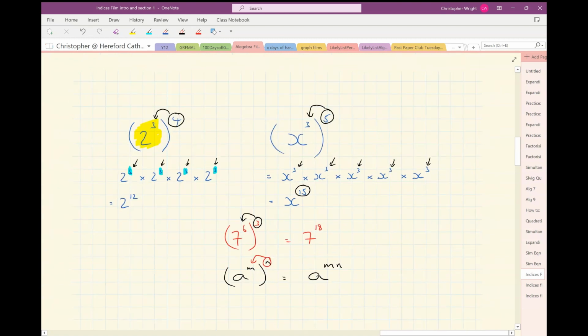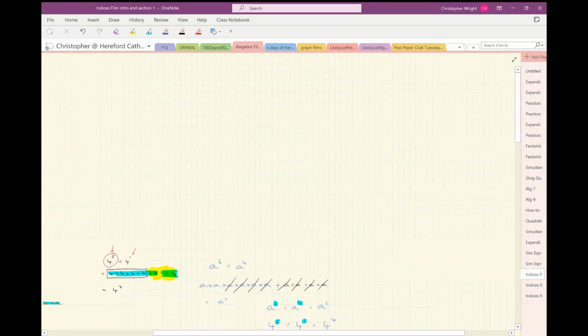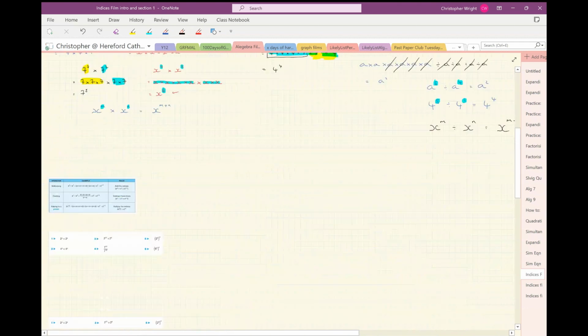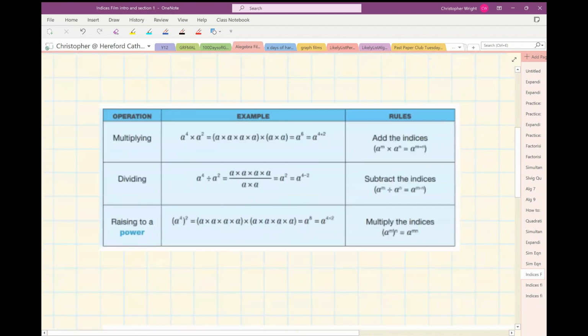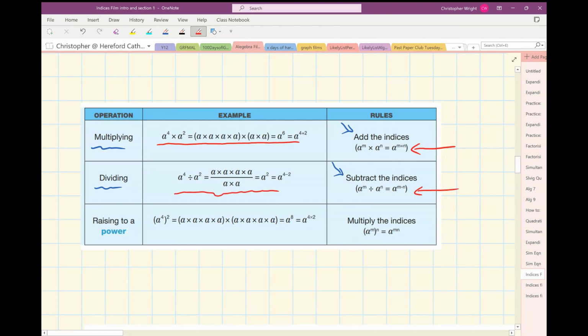All right, so those are the 3 things which you need to know about positive integer indices. And so here are some rules you might like to jot down. When we're multiplying, we add the indices. Here's an example for you, in case you find it useful to write down an example. And here is the rule algebraically. When we divide, we subtract the indices. Here's an example for you, and here's the rule algebraically.